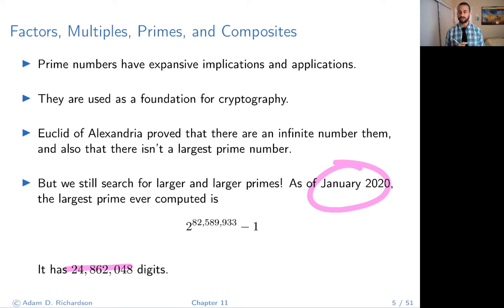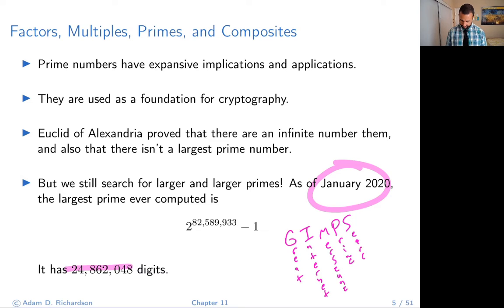There's a project called GIMPS, and it stands for the Great Internet Mersenne Prime Search. And you can actually be a part of it if you want, because what this project does is it asks people to farm out their computer processing power when they're not using their computer.